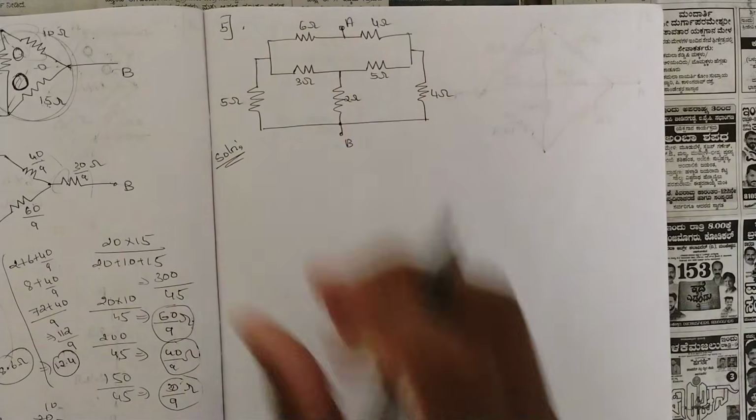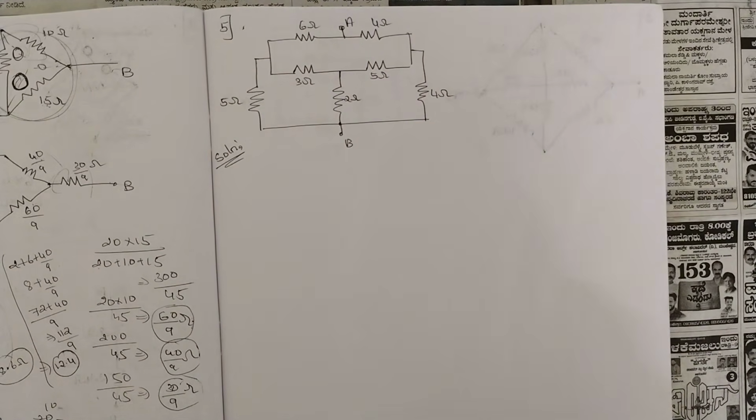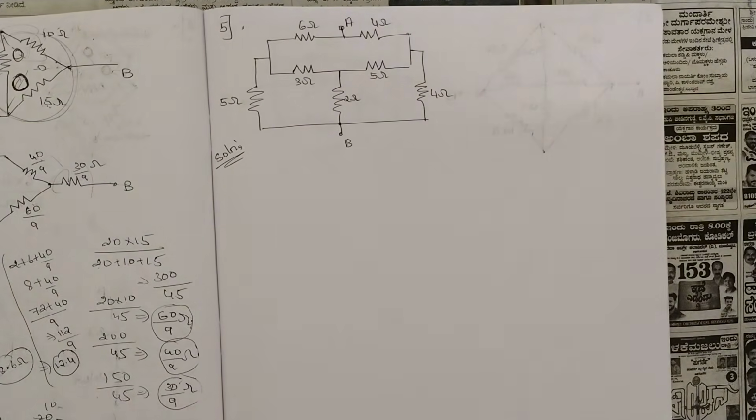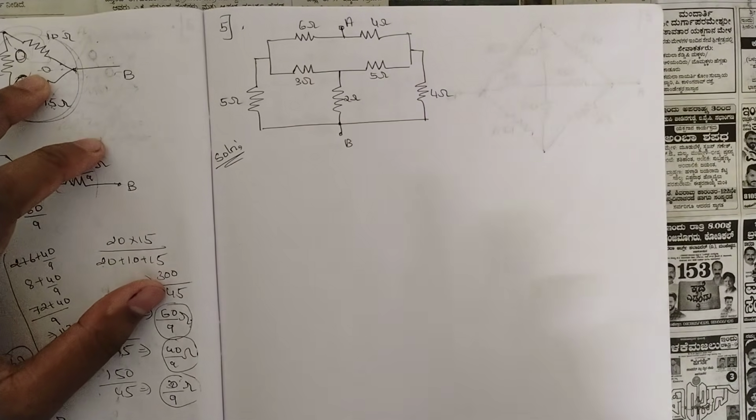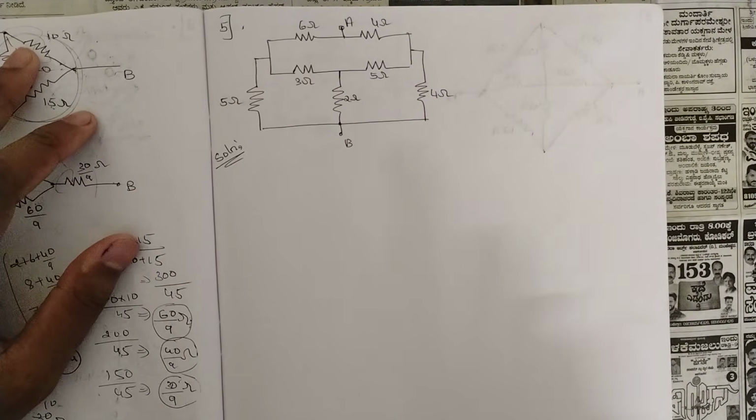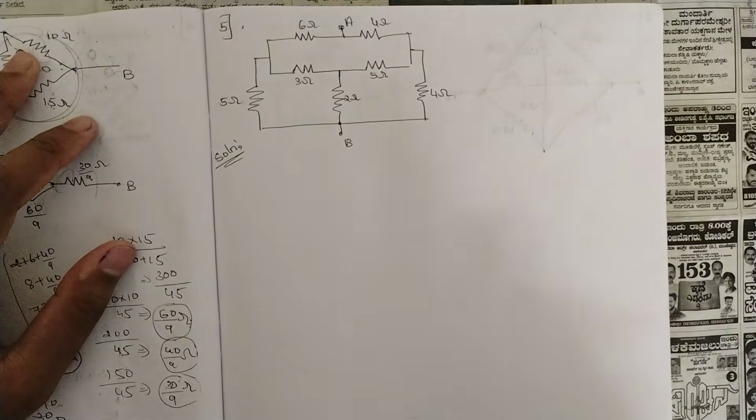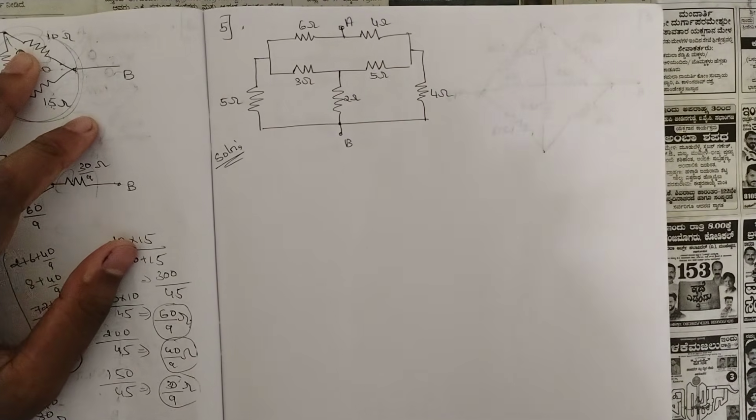So this is some kind of a critical problem. Till now we have solved the problems that were very easy, and we could recognize wherever the delta and star connections are. But in these kinds of problems, there will be some complications. But still, if you try to analyze the circuit and recognize it, it would be easy.